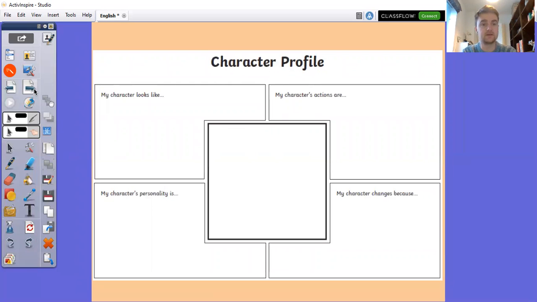This one's got a few subheadings for you. So my character looks like, my character's actions are, so what does my character do? My character's personality is, my character changes because. Lots of stories have got events that prompt a change in a character, whether it's positive or whether it's negative.